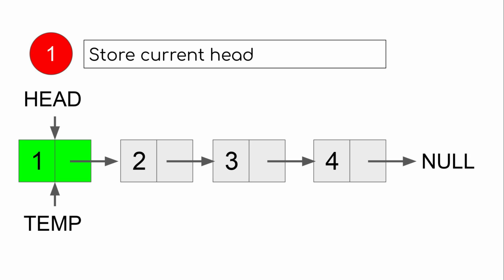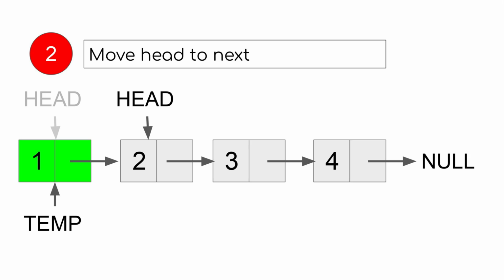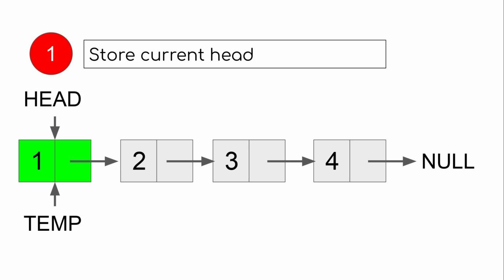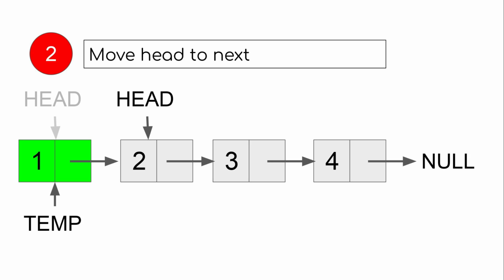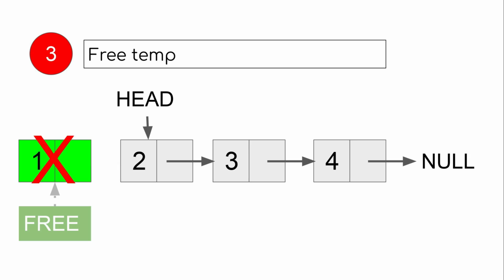So in this deletion, we will store the reference of the first node, since we need to migrate the head to the next node, which will become the new head after deletion. So we need to store the current head in a pointer, let's say temp. After storing the reference of the first node, we can safely move our head to the next node. After that, there is one last thing to do, which is to free the deleted node resource.